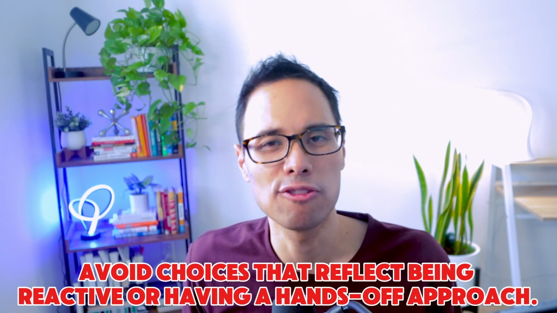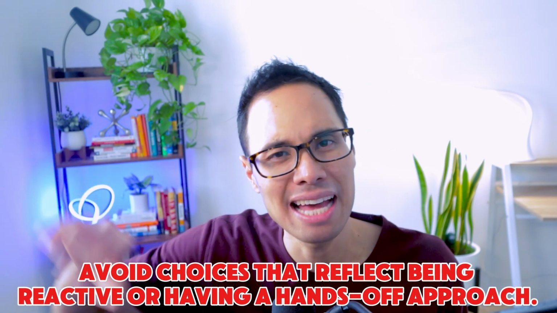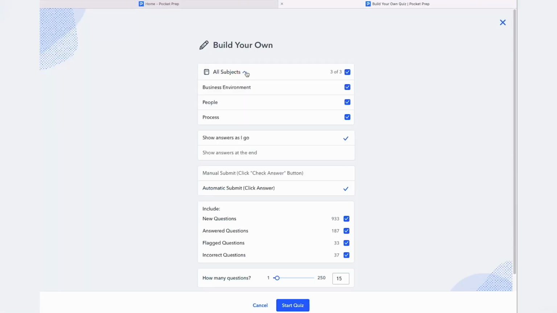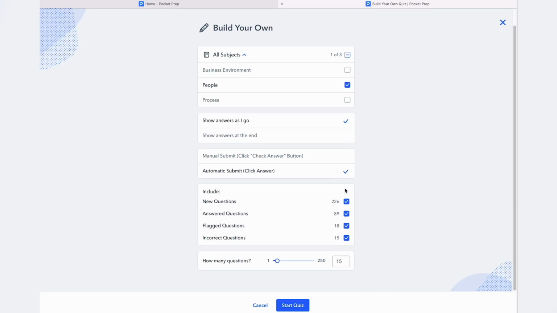So when you're reviewing answers, avoid choices that reflect being reactive or having a hands-off approach. Your PMP exam is looking for an ideal project manager who acts like a leader and anticipates and solves problems collaboratively before they escalate. Let's solve one question together with Pocket Prep using the build your own quiz mode. I love this feature because we can create quizzes based on the domain, and we can choose how many questions we want to solve in our study session, which is super helpful during your work day and when you're taking a break.